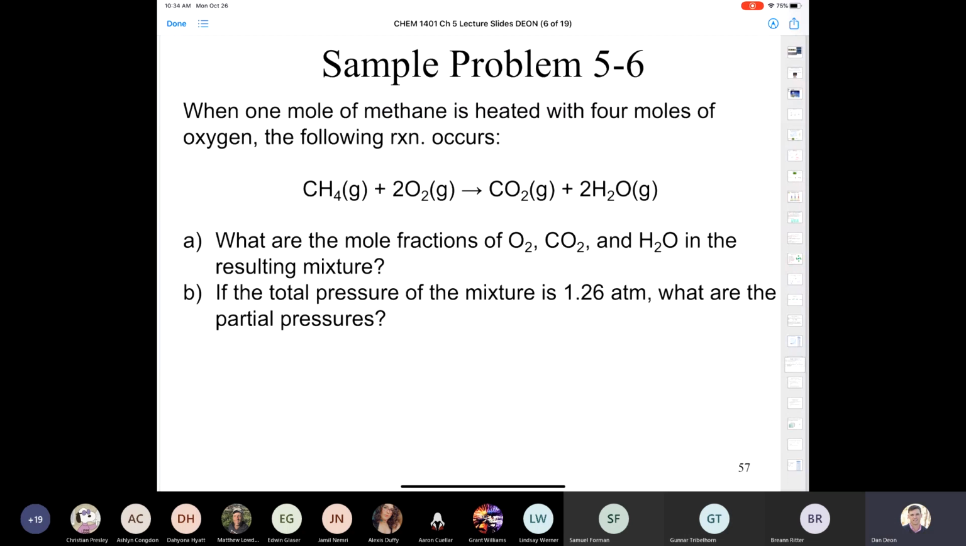When 1 mole of methane, CH4, is heated with 4 moles of oxygen, the following reaction occurs. We have methane plus oxygen, or 1 mole of methane plus 2 moles of oxygen gives us carbon dioxide plus water. What are the mole fractions of oxygen, carbon dioxide, and water in the resulting mixture? If the total pressure of the mixture is 1.26 atmospheres, what are the partial pressures? Well, let's see if we can figure out the mole fractions of our oxygen, carbon dioxide, and water.